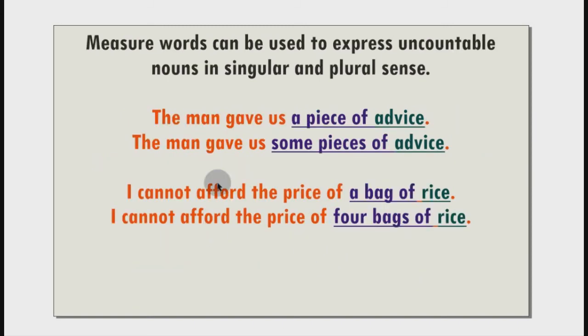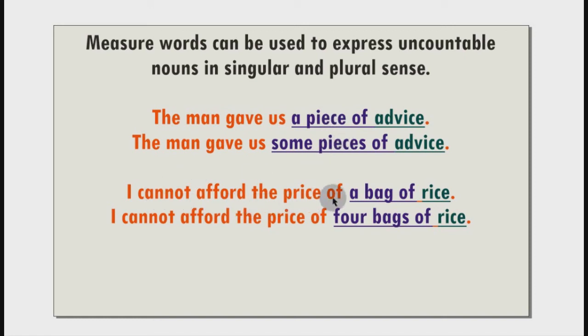Now, measure words. Measure words can be used to express uncountable nouns in singular and plural sense. Yes, you can use measure words to express uncountable nouns in plural and singular. Look at this. The man gave us a piece of advice. That's singular form. The man gave us some pieces of advice. That is plural form. You must take note that this piece is what we are changing from singular to plural.